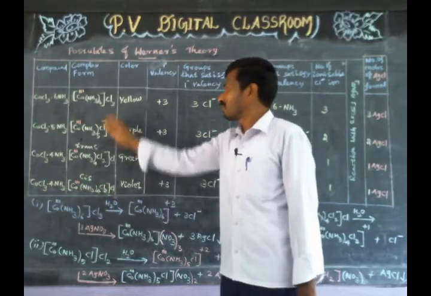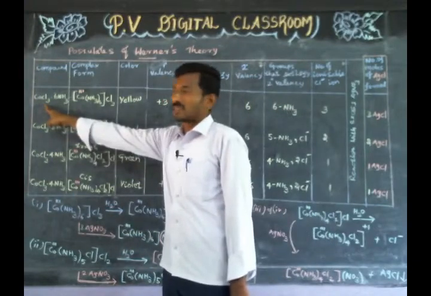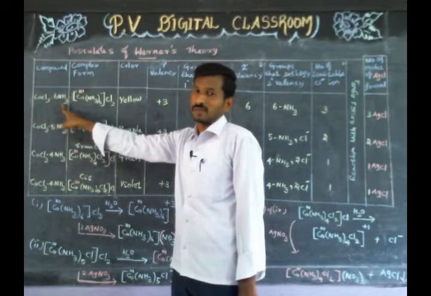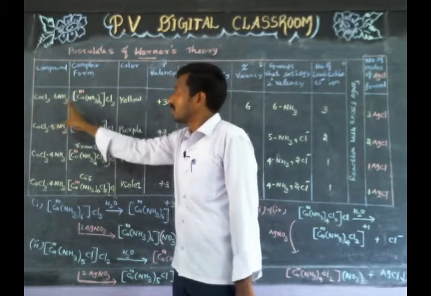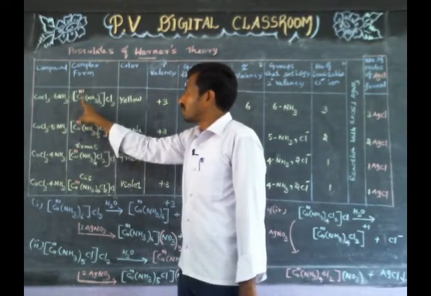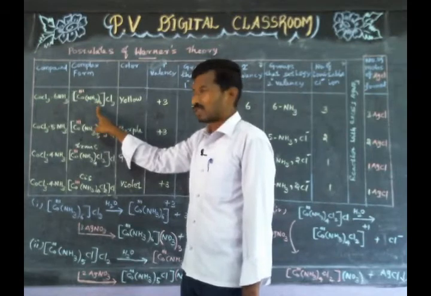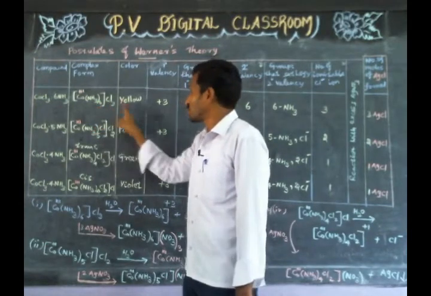Let us see them one by one. The first compound is CoCl3.6NH3. Complex form of this compound is Co with oxidation number 3, NH3 6 times, Cl3. This compound exhibits yellow color.